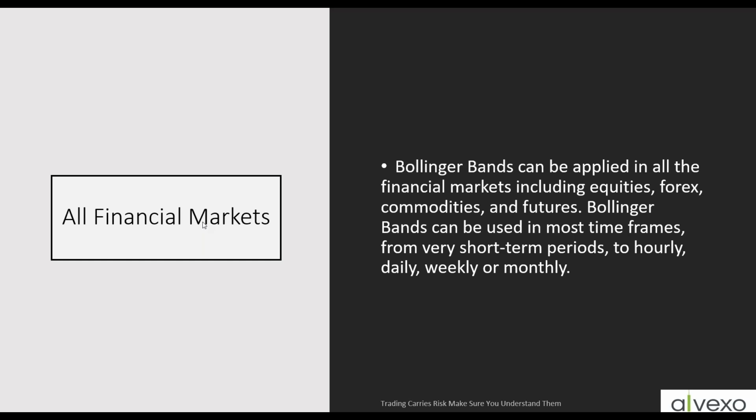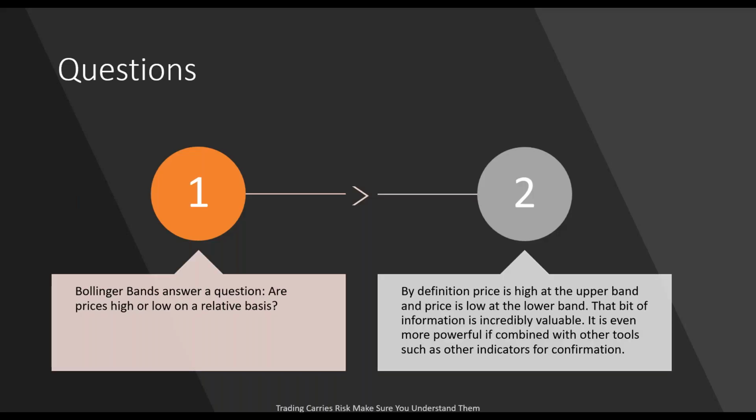So Bollinger Bands can be applied in all financial markets, including equities, Forex, commodities, futures, and cryptocurrency. And Bollinger Bands can be used in most time frames, from very short-term periods to hourly to daily to weekly. So it's one of the few indicators that you can use on very, very short-term charts, because a lot of indicators tend to give you false signals in the smaller time frames.